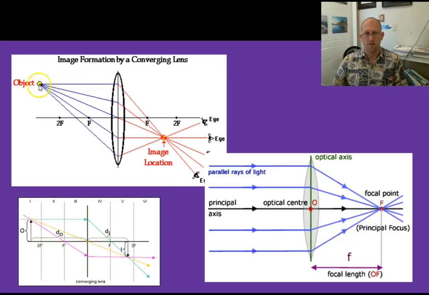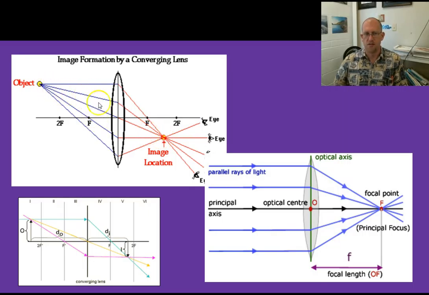So the image of this object, on a light ray going parallel to the optical axis, is going to turn and go through the focal point and then keep going. And then you could draw a line that goes through this focal point, hits the lens, and then winds up going parallel to the optical axis on the other side. And where those two lines converge is the image.